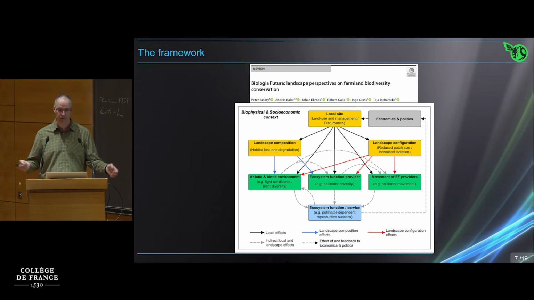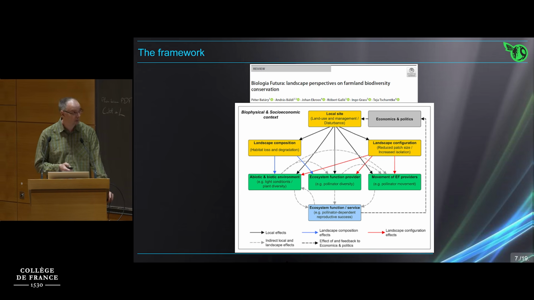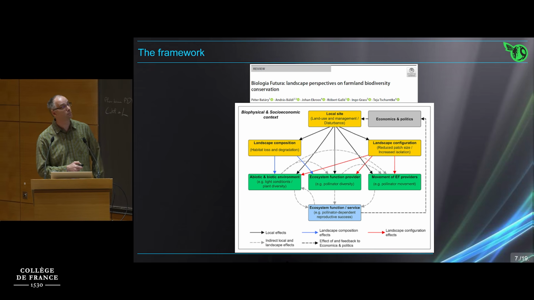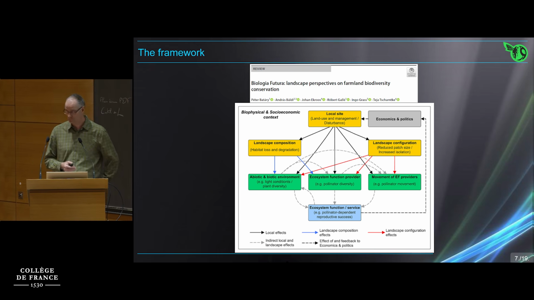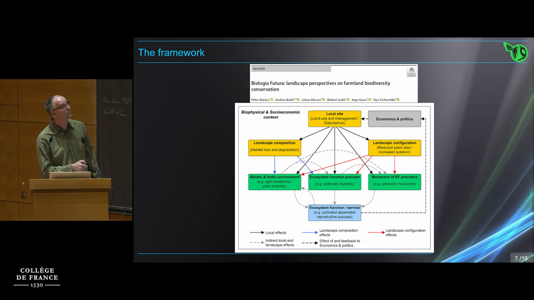So let's put all this in a framework. What we have in Europe, we usually have at the local scale a land use or management. Most land is managed in Europe, but we also have natural disturbances, and this created our landscape. So we have landscape composition, we lost a lot of habitats, and these are characterized as landscape configuration, the natural habitats as patches which are isolated. And all these have an effect, for example, on the abiotic and biotic environment.